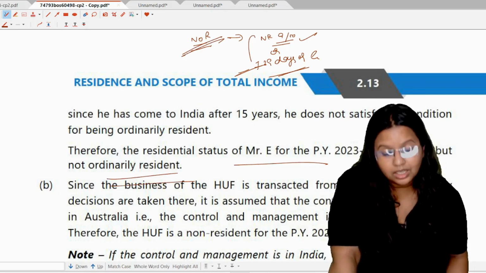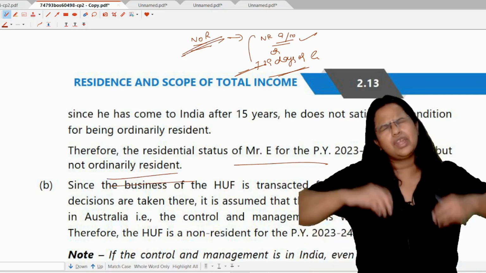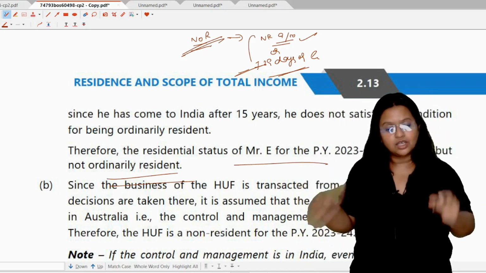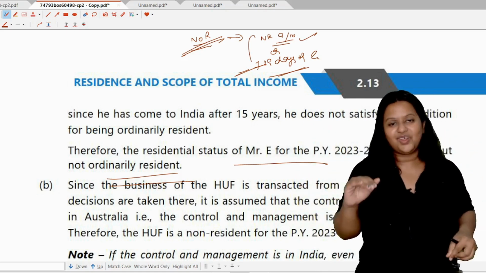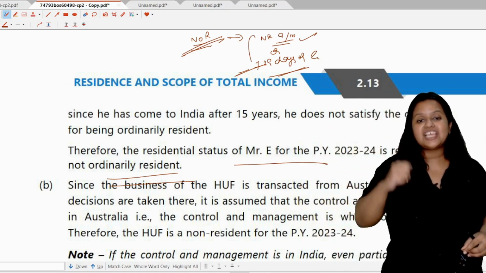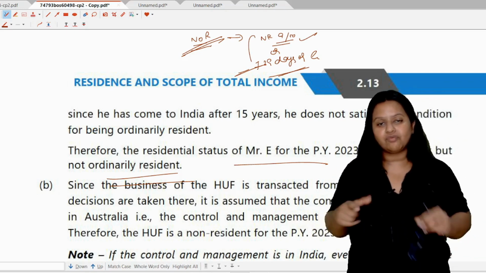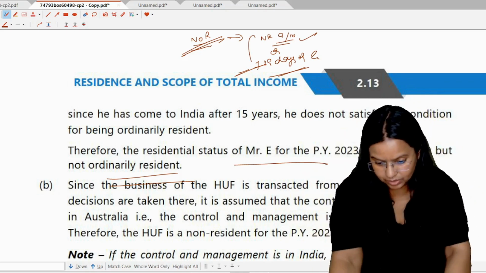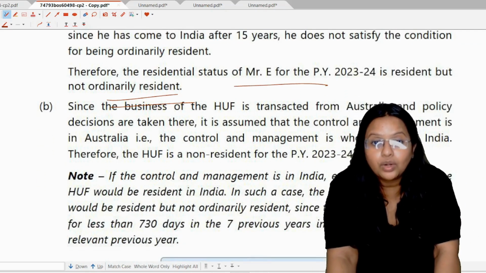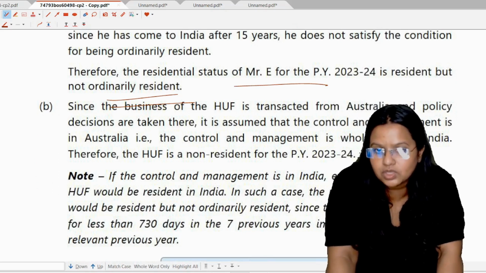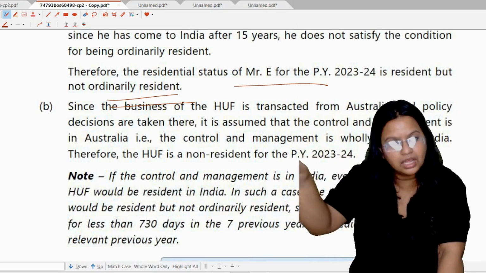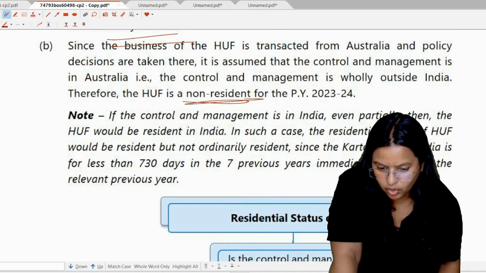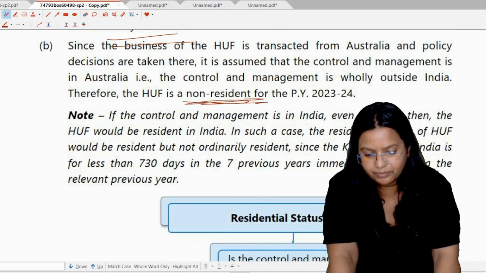Now we have to check the residential status of HUF. We were assuming that if the Karta is a resident and not ordinary resident, then HUF is also a resident but not ordinary resident. For checking the residential status of HUF, we have to check the basic conditions. We have to check where the policy decisions are taken, or we can say where the control and management happens. As the policy decisions are taken in Australia, the control and management of the HUF is also in Australia. So HUF is a non-resident in previous year 2023-24. Got it?